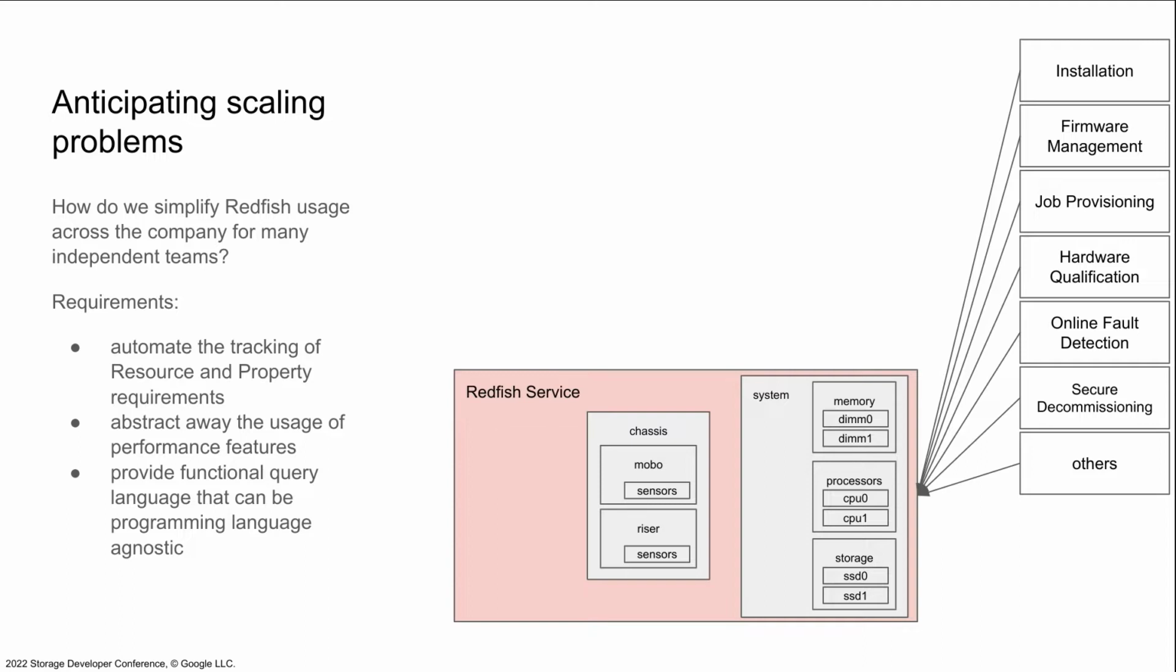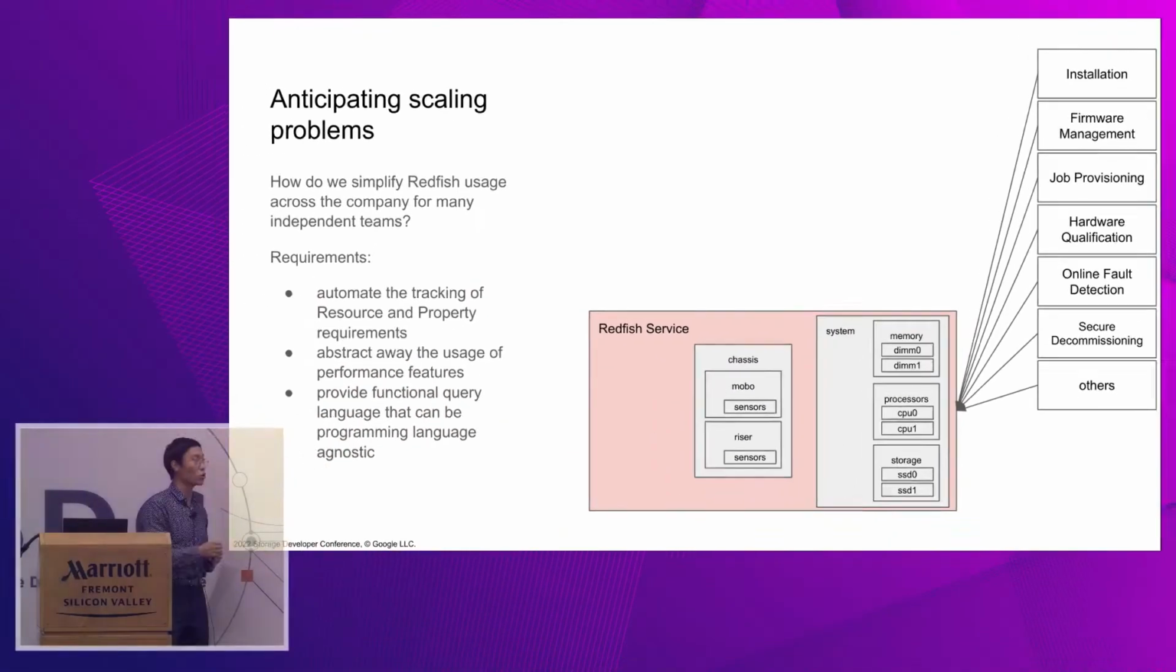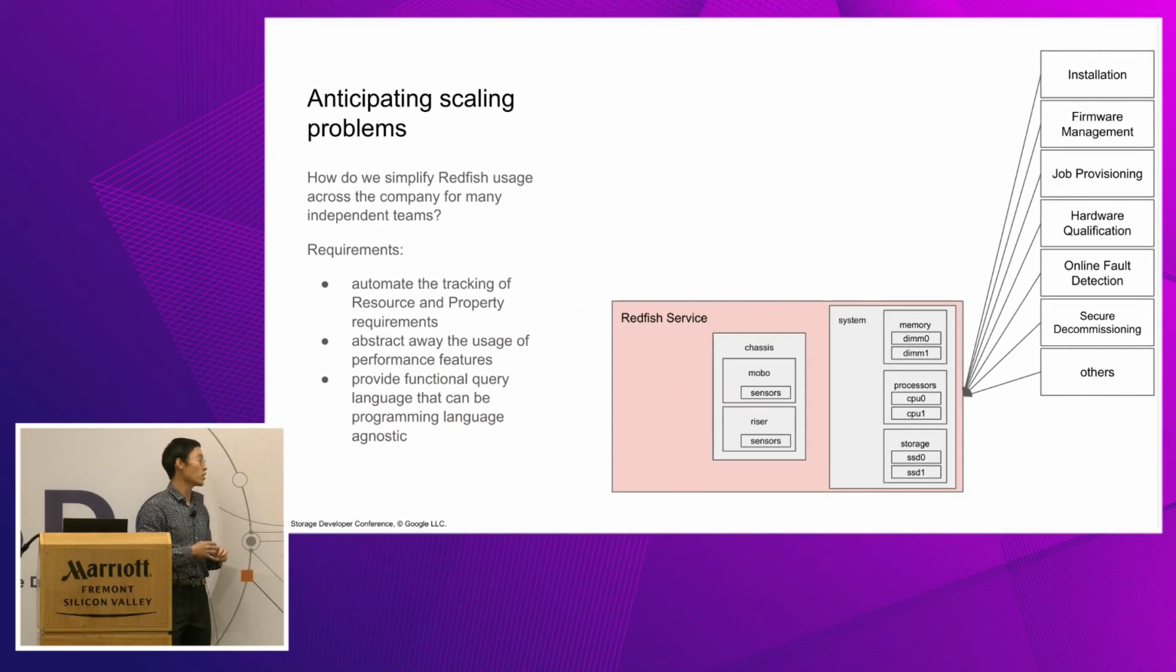So the question we're asking is, how do we simplify the Redfish usage across the company for many independent teams? And we have these additional requirements that fall out of it. If the Redfish usage is distributed, how do we automate the tracking of the resource and property requirements? How do we abstract away the usage of performance features like queries? And how can we provide something higher level, something functional that can be agnostic to the programming language?